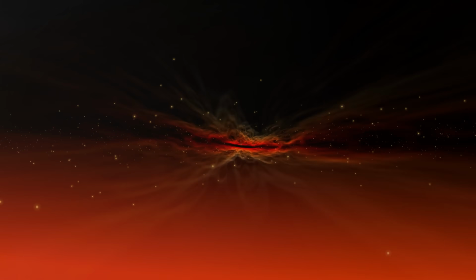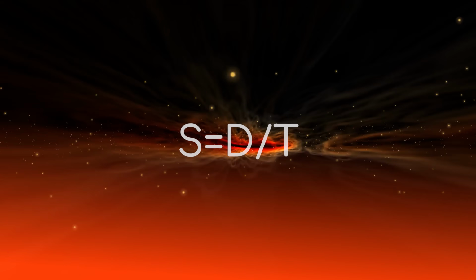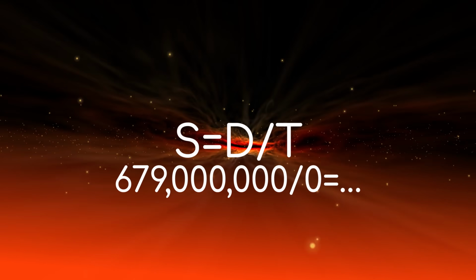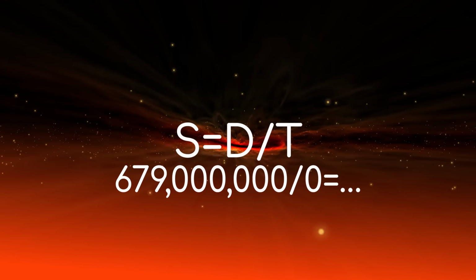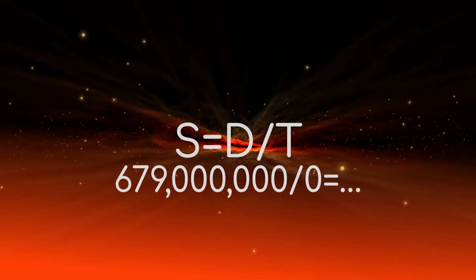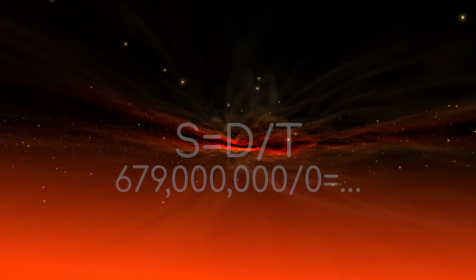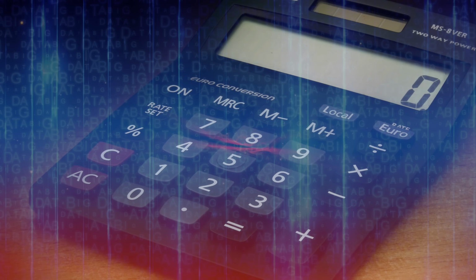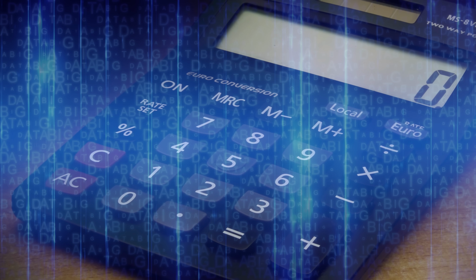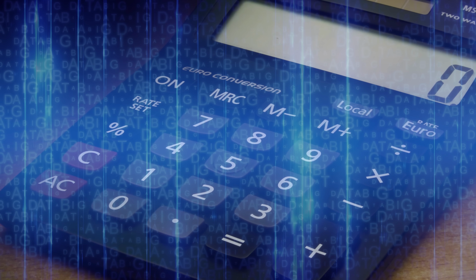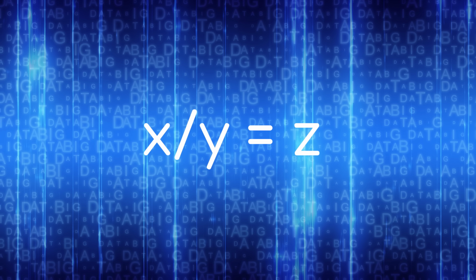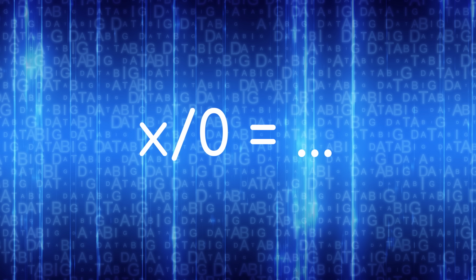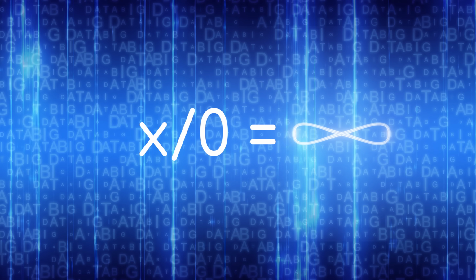But what happens if we try to calculate your speed using these figures? Well, speed is distance over time, so 679 million divided by 0 equals... If you tried plugging this into your calculator, you would quickly run into an error here. Calculators do not like dividing by 0. This is because the smaller the denominator becomes on a fraction, the larger the total number becomes. If you reduce the value of the denominator all the way down to 0, the only way this can work is if your total answer becomes infinity.